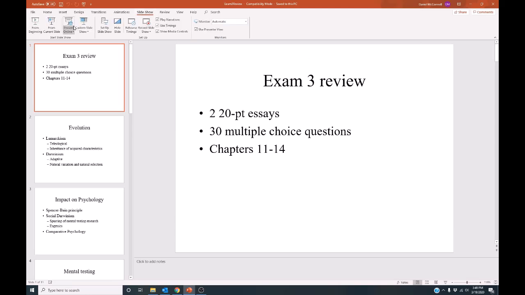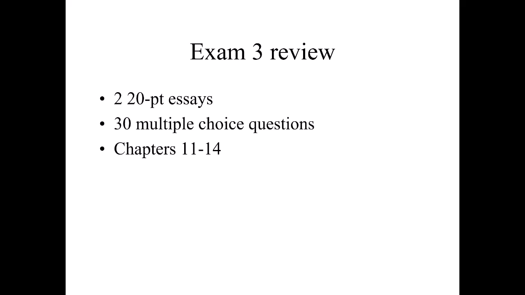Okay, so here we are with our Exam 3 review for History and Systems of Psychology. As usual, we will have both the essay component to the exam, 2 essays worth 20 points each, as well as 30 multiple choice questions in the other part.